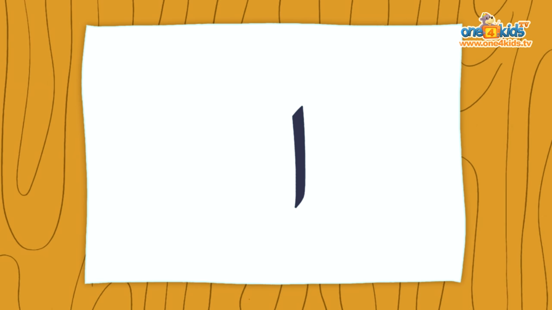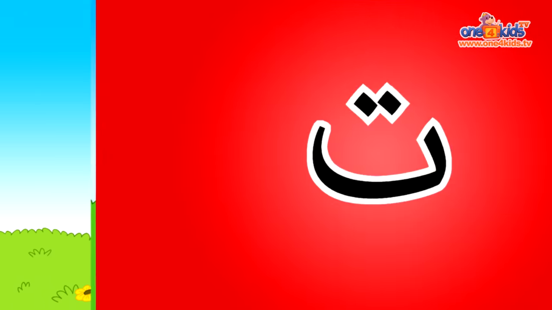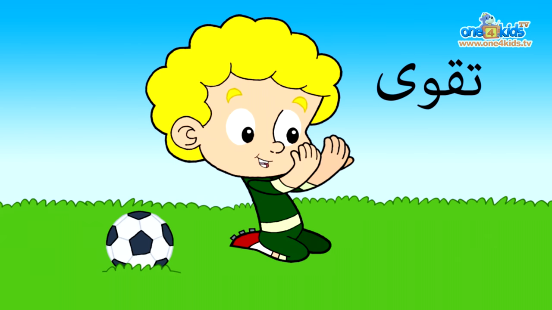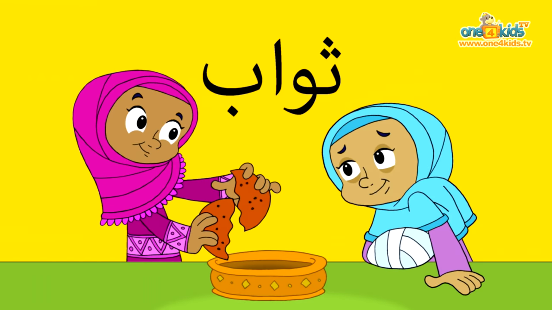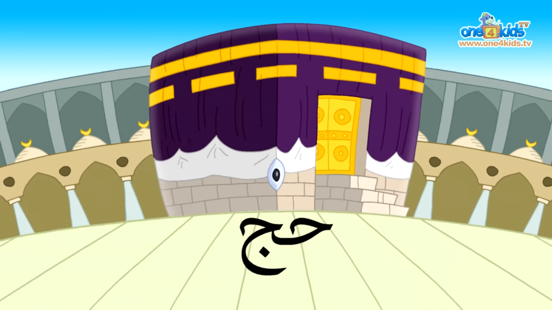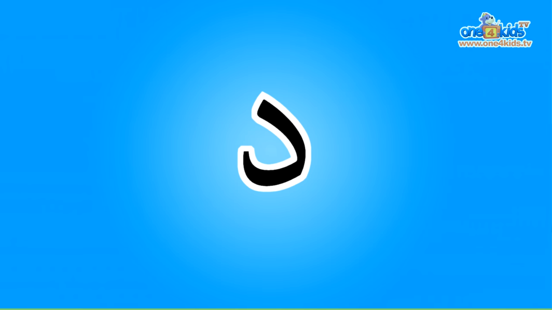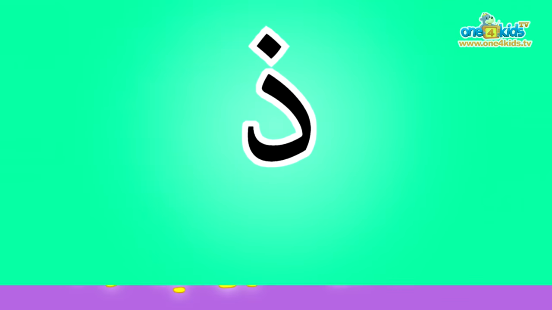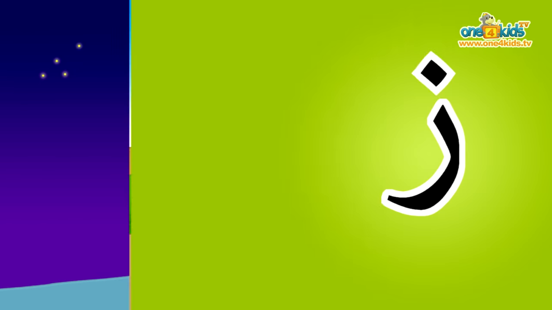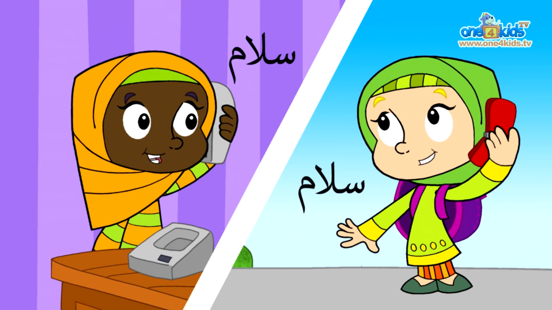Alif is for Allah, Ba is for Bismillah, Ta is for Taqwa, and Tha for Thawab. Jim is for Jannah, Ha is for Hajj, Kha is for Khalid, and Dal for Dawood. Dhal is for Dhahab, Ra for Ramadan, Zain is for Zakat, and Sin for Salam.